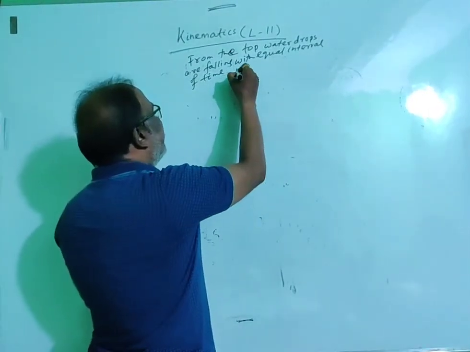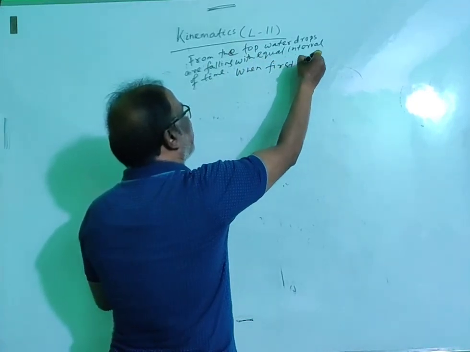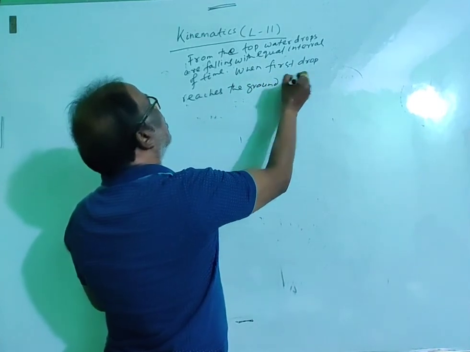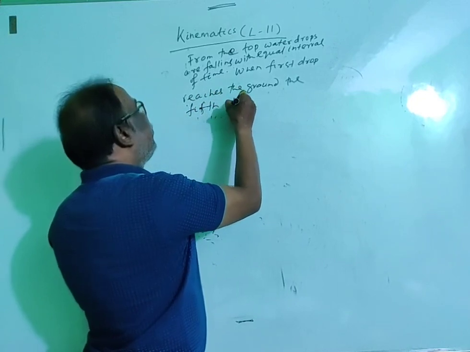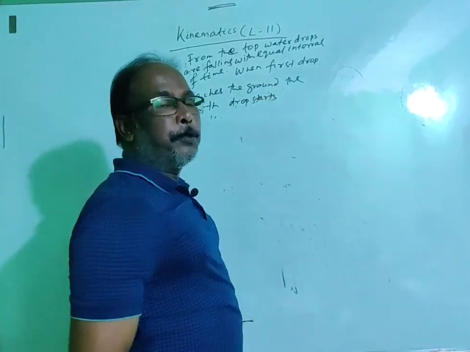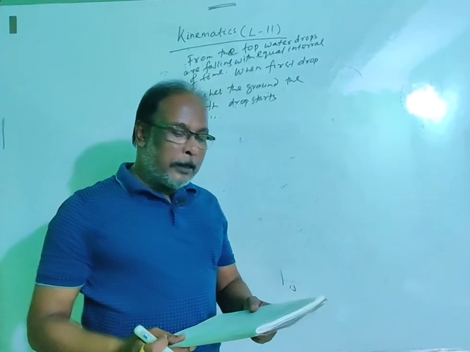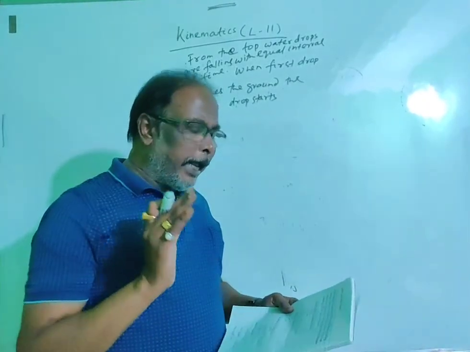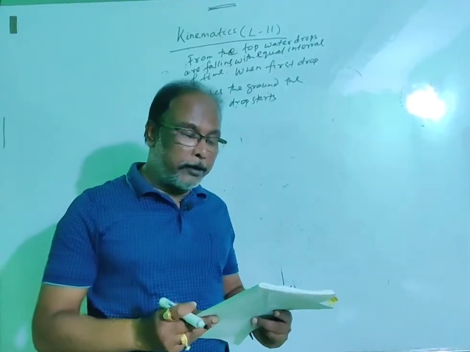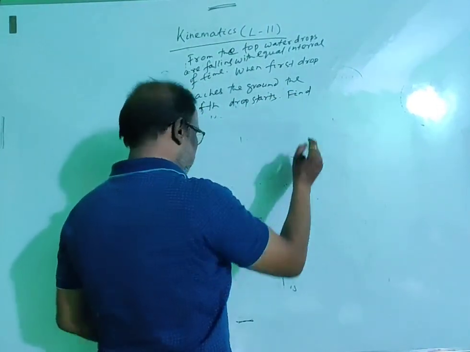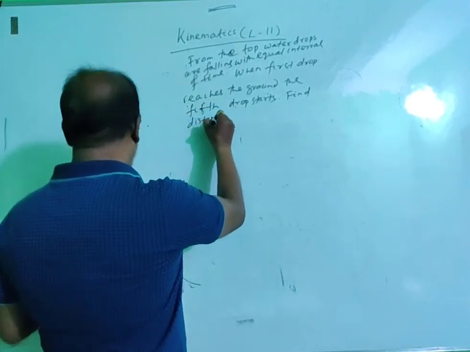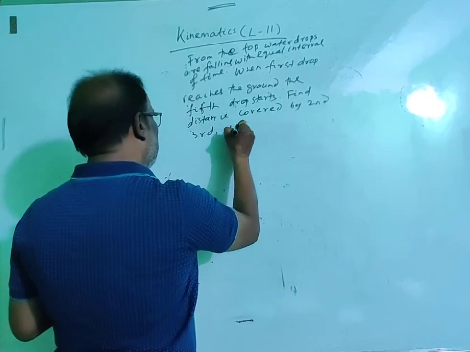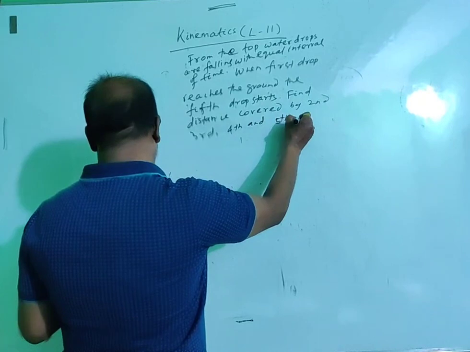When first drop reaches the ground, the fifth drop stops. Question is like this. From the top of a tower 16 meter high, water drops are falling at equal interval of time, such that when first drop reaches the ground, fifth drop just stops. Find distance covered by second, third, fourth, and fifth drop.